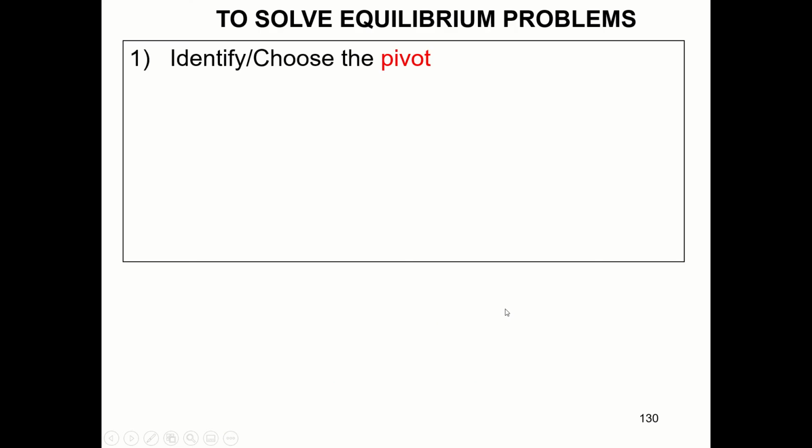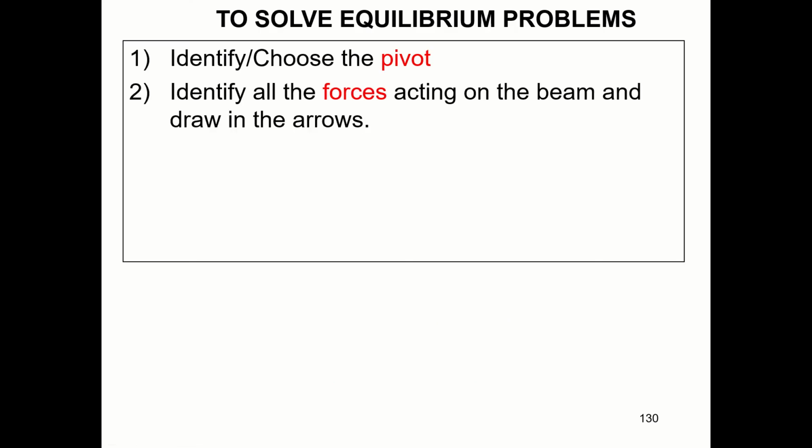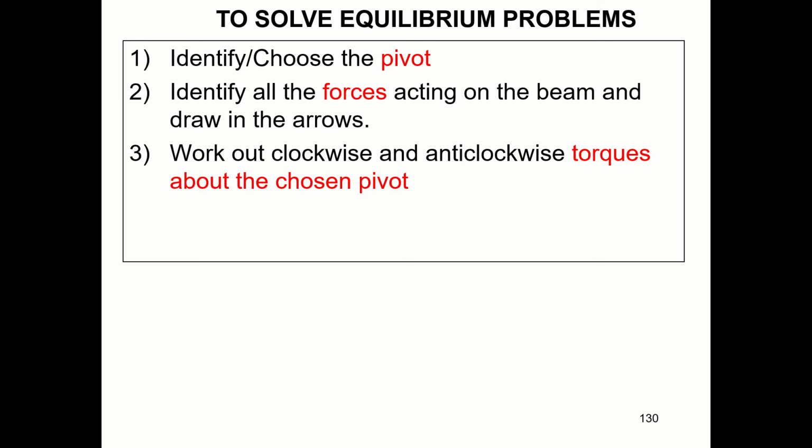So to solve equilibrium problems, we've got to pick a pivot. Now at the moment we've only looked at a seesaw, so the natural position to pick for a seesaw is the middle where it's balancing. You then need to draw in all of the forces. So it's like a force diagram, and you have to draw in the arrows showing the direction of the force and how many newtons it is. Then you've got to look at each arrow and think, is that going to make the whole beam or the whole object spin? Is it going to spin clockwise due to that arrow compared to where the pivot is? And which arrows are going to make it spin anti-clockwise?